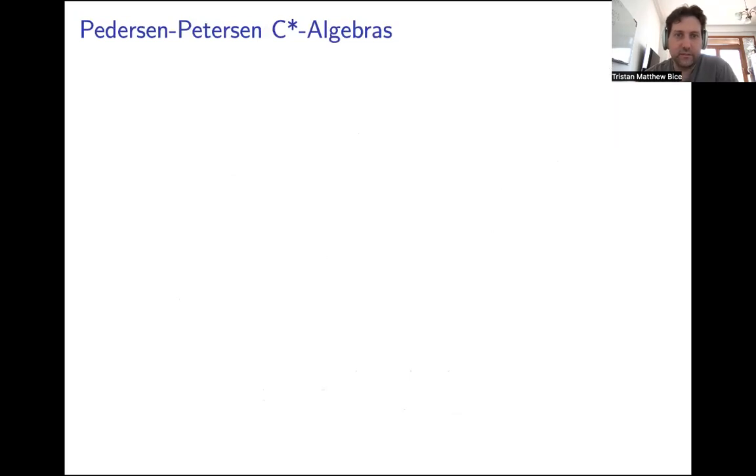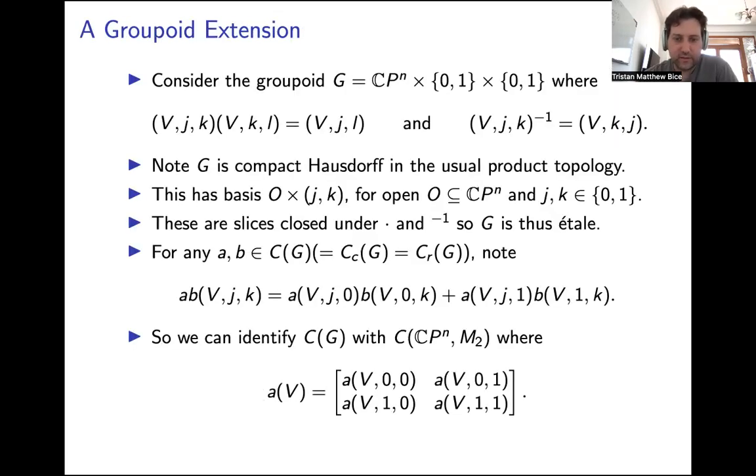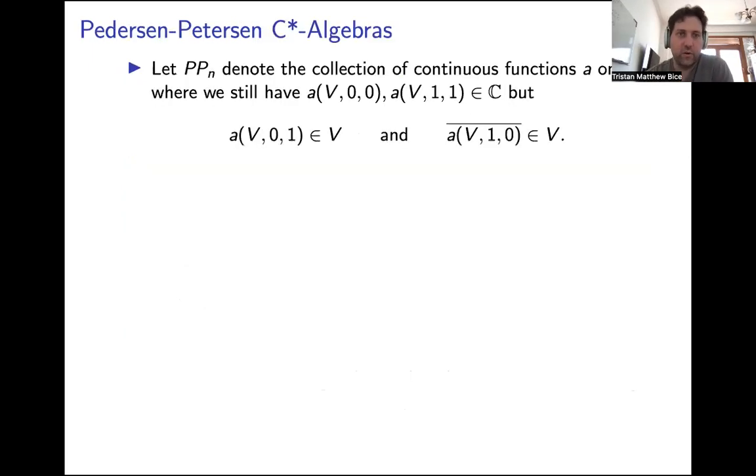Okay, so that's easy. This is in a sense, I guess, just a rather complicated way of defining this algebra here, continuous functions from CP^n to M2. But I wanted to phrase it this way because there's now a way I can twist this to get something a little bit more interesting. I can get what I'm going to call these Peterson C-star algebras.